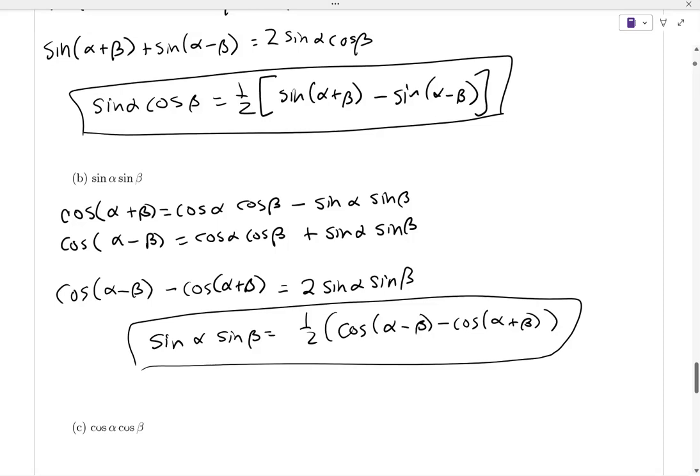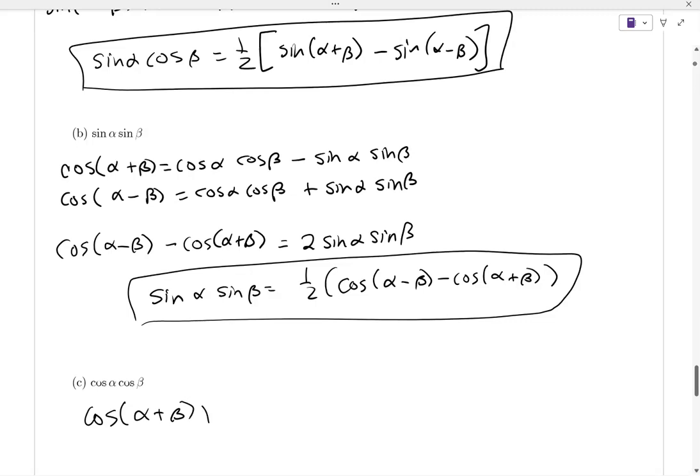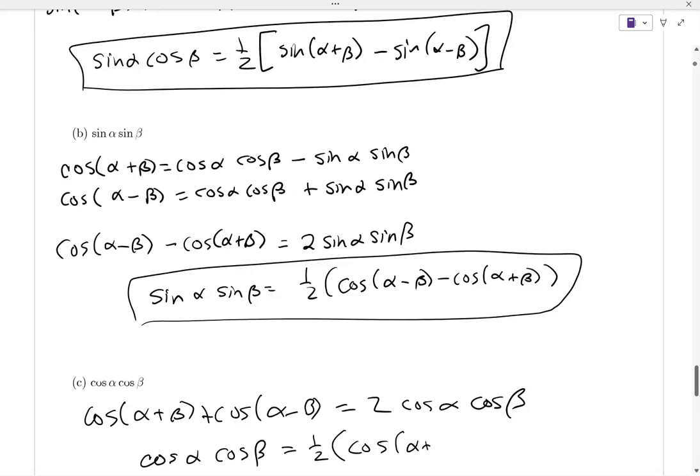All right. Instead of subtracting, notice down here on this one, instead of subtracting so that we got rid of the cosine alpha cosine beta, what do we want to do now to get rid of the sine alpha sine beta? Add them together, right? So now when we add cosine of alpha plus beta plus cosine of alpha minus beta, we'll get 2 cosine alpha cosine beta. And then like we just did in the previous ones, divide by 2. We get that.